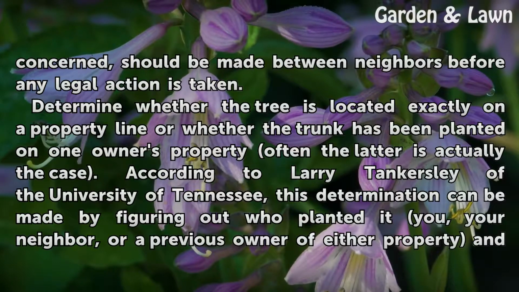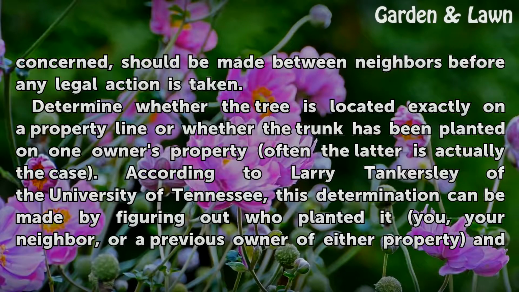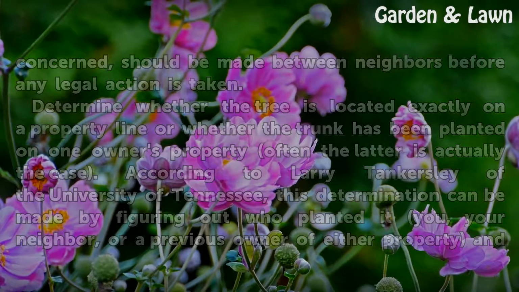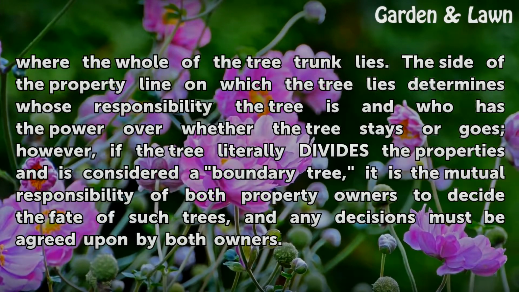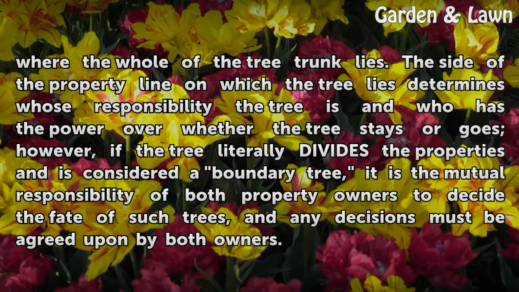Determine whether the tree is located exactly on a property line or whether the trunk has been planted on one owner's property. Often the latter is actually the case. According to Larry Tankersley of the University of Tennessee, this determination can be made by figuring out who planted it, you, your neighbor, or a previous owner of either property, and where the whole of the tree trunk lies. The side of the property line on which the tree lies determines whose responsibility the tree is and who has the power over whether the tree stays or goes.